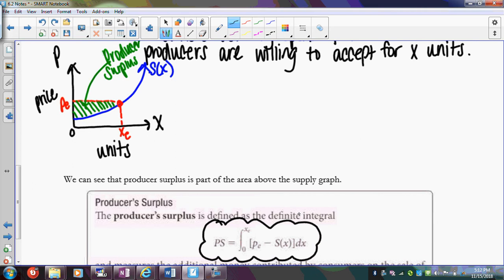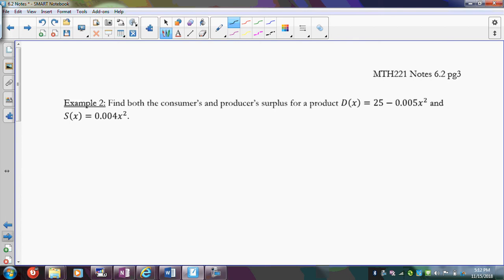Let's go ahead and actually try an example where you see all of these put together. So if you go to the next page here, we have an example where we want to find both the consumer and producer surplus for a product where we know the demand function and we know the supply function. Notice it doesn't say anything about our equilibrium point.